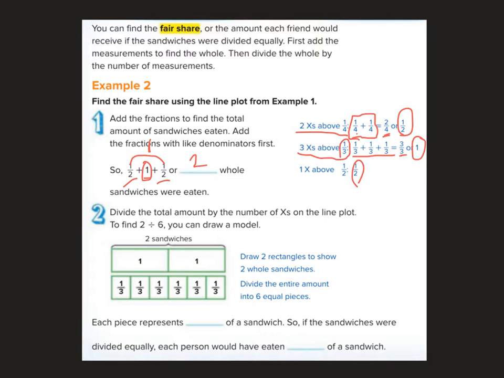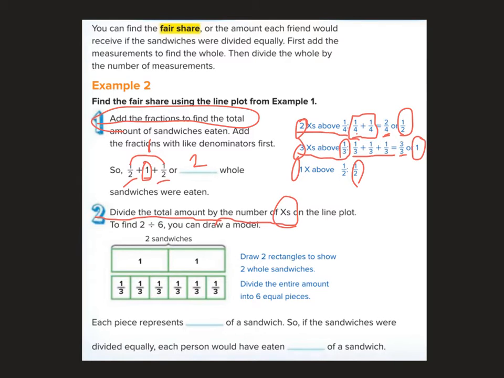So then my second step. So my first step was add the fractions. Second step, divide the total amount, 2, by the number of x's on the line plot. Okay, so what I'm going to do is I have how many people? I had 2, plus 3 is 5, plus 1 more is 6. So there are 6 people eating these 2 sandwiches.